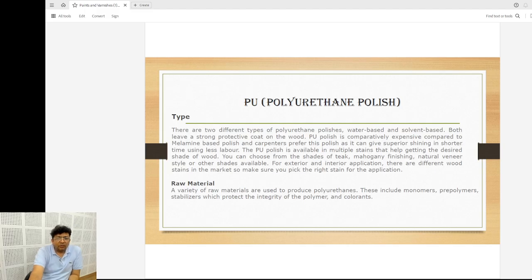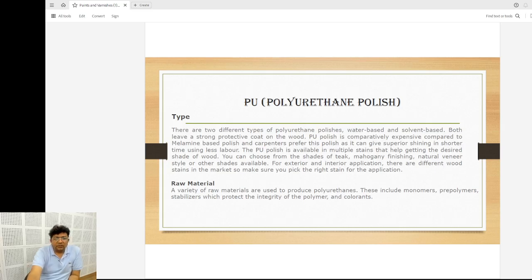Both leave a strong protective coat on the wood. PU polish is comparatively expensive compared to melamine based polish, and carpenters prefer this polish as it can give superior shining in shorter time using less labor. Now, if you want to go with weatherproof or waterproof furniture, the only option available is polyurethane polish, because melamine polish or the French polish is not waterproof.